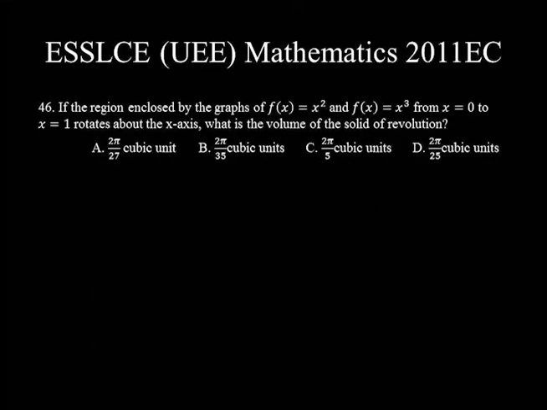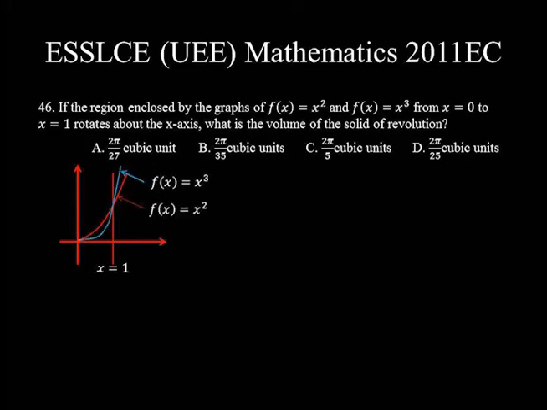Question number 46. If a region is enclosed by the graphs f of x is equal to x squared and f of x is equal to x cubed, from x is equal to 0 to x is equal to 1, and rotates about the x-axis, what is the volume of the solid of revolution? Let's draw the graph of the region. This is the xy plane. The vertical line x is equal to 1 can be drawn like this. The rough sketch of f of x is equal to x squared can be drawn like this. Let this curve represent the rough sketch of f of x is equal to x cubed. The two curves intersect at 0, 0 and 1, 1.